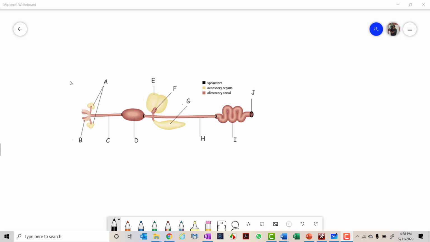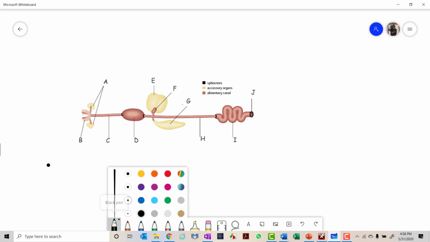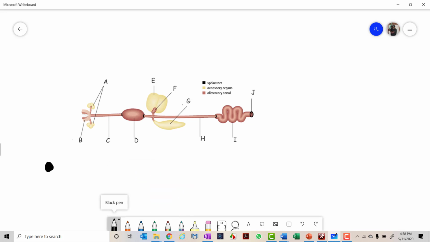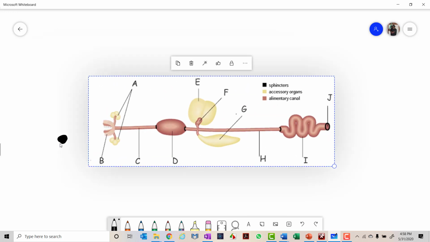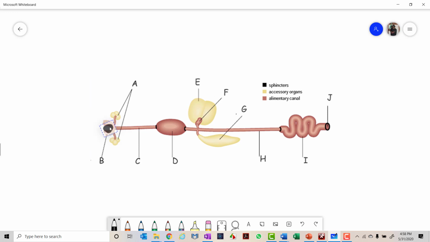Some of them are very straightforward, and you can read it straight from the PowerPoint. So we have our food. Our food is going to start outside the body. We ingest it. So we ingest our food, and it comes in to the oral cavity.